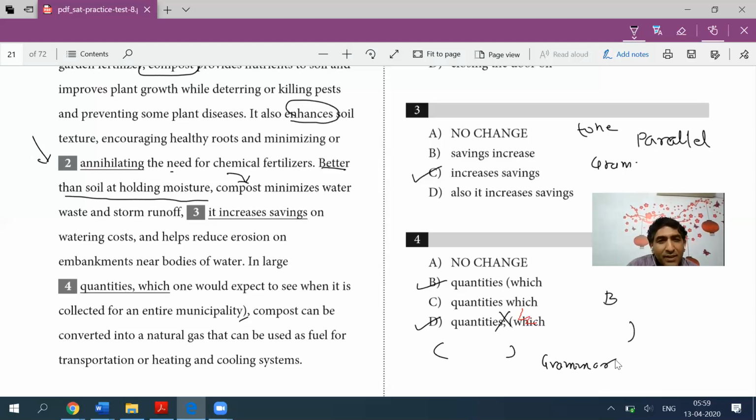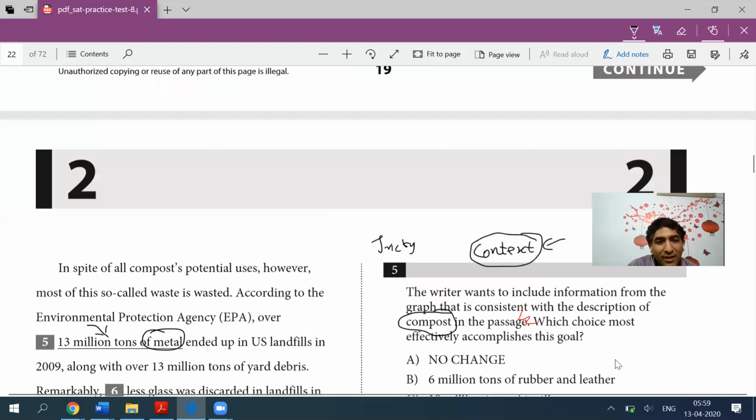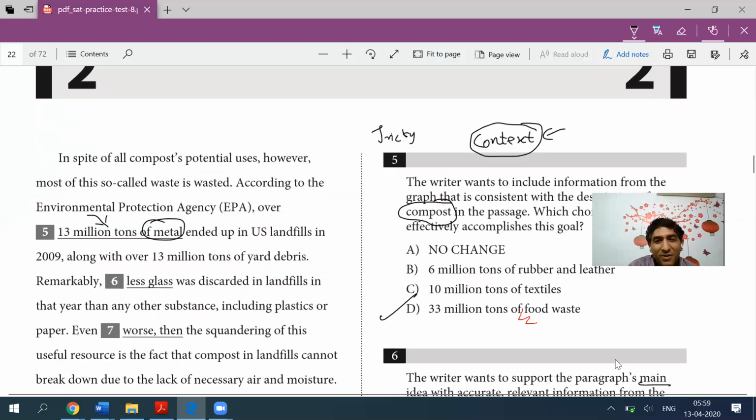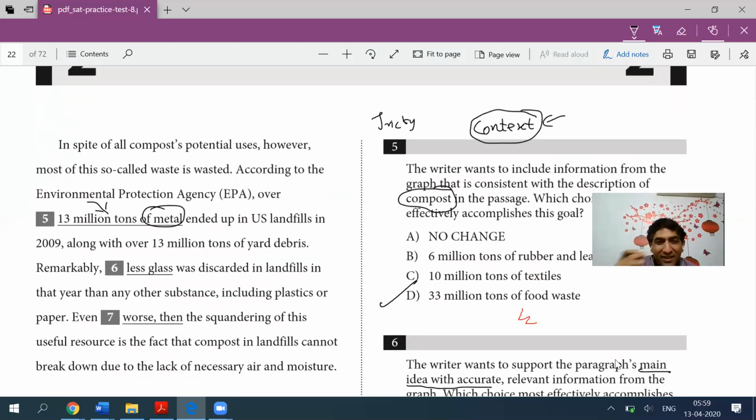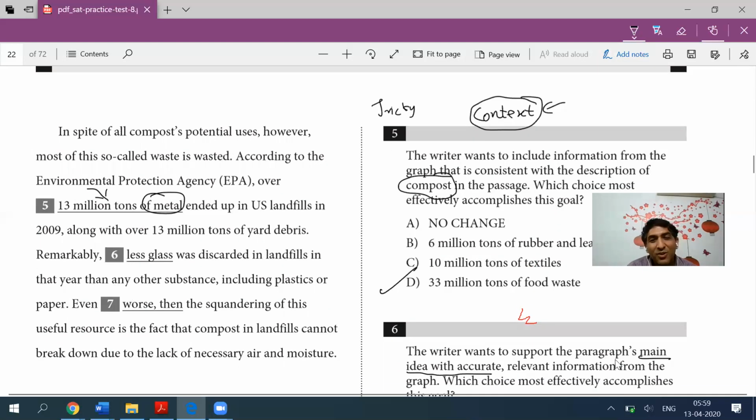The next question is related to context, where we have to understand the context and read the graph. This one was tricky because all the options are factually correct. We have to match with the context. So there are questions related to context. And this is what I was pointing at.